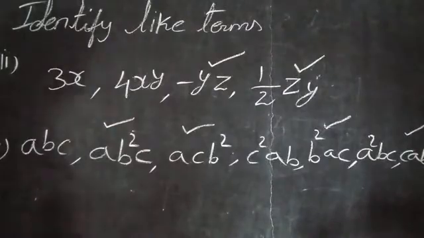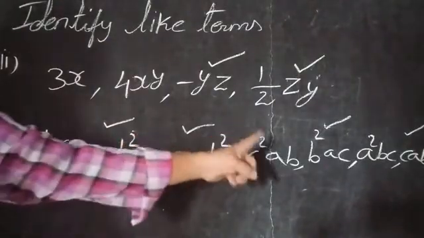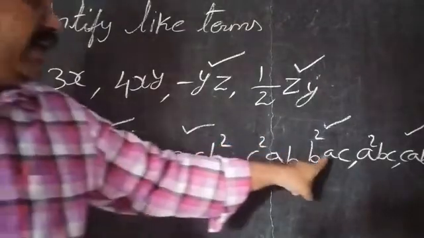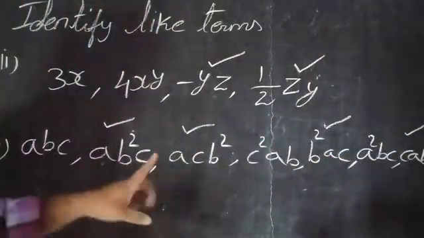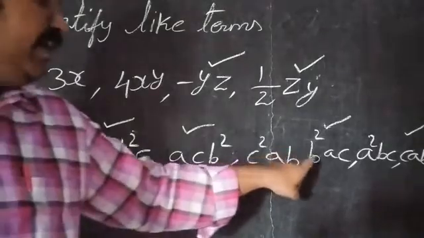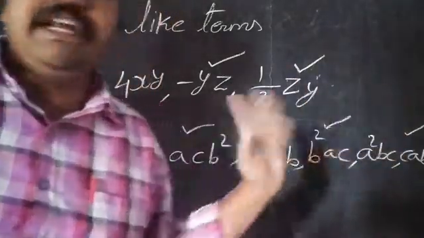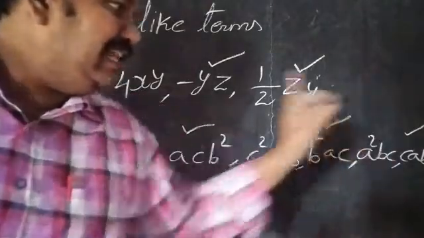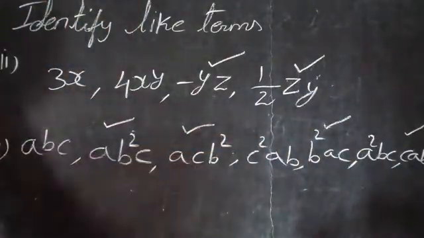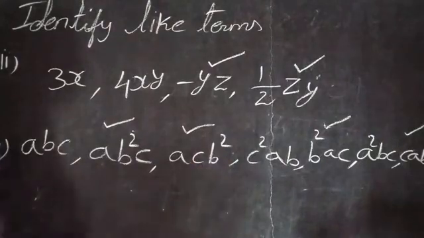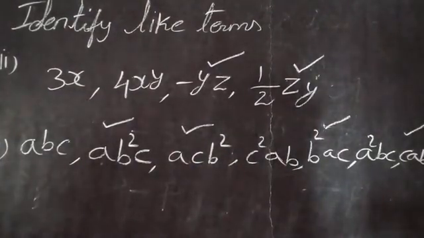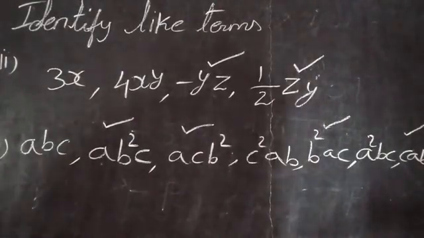Out of all these, A, B square, B square, B square, B square. Completed. C, C, C, C. In each and every term C is the same, but here C square is there. So like terms means having the same alphabets with the same powers, and we have to write them as like terms. This one you have to copy in your CWS.